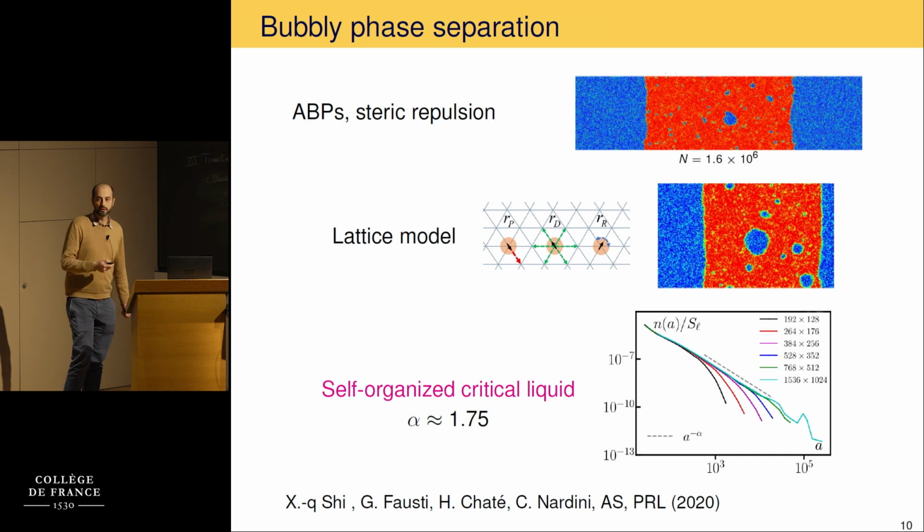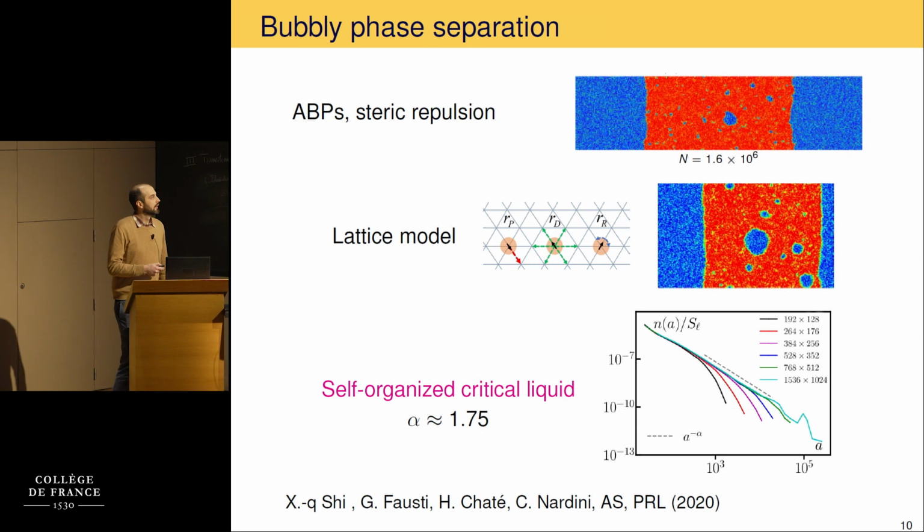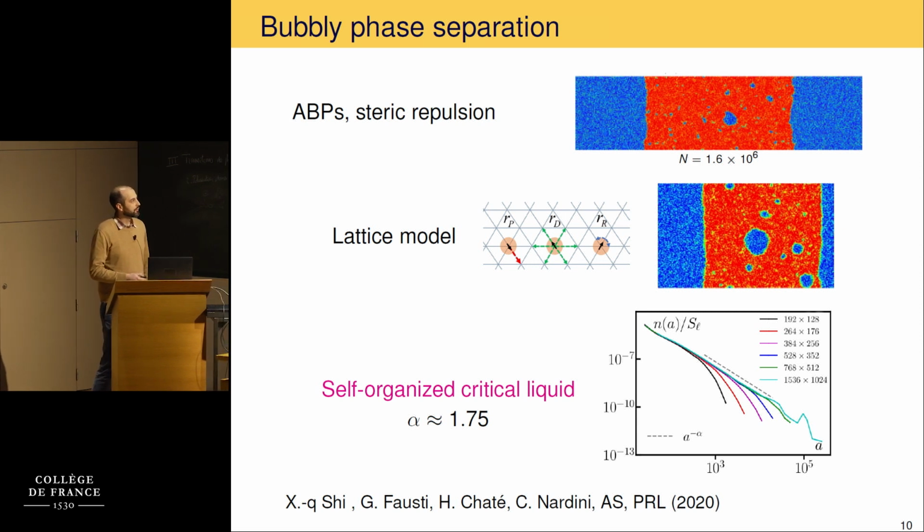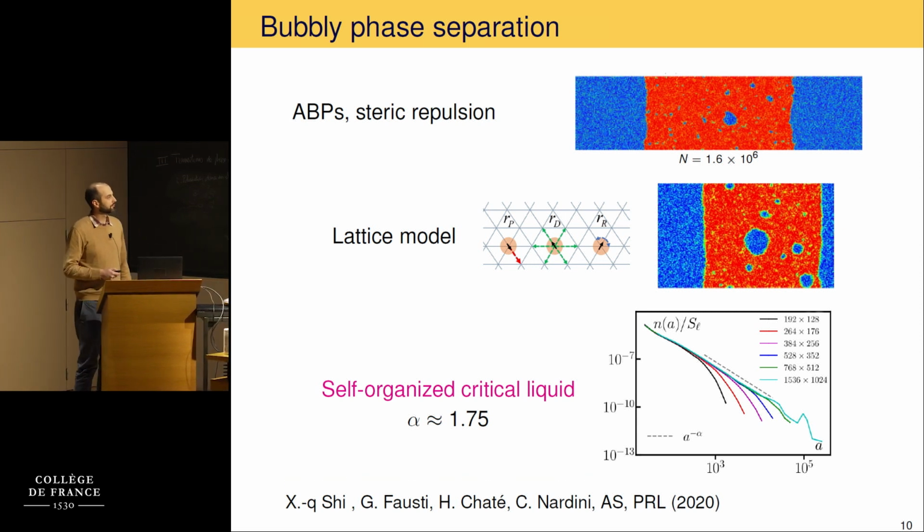In particular, we look at the statistics of the bubbles that you see here. And here I plot the number of bubbles of area A, so as a function of area, just normalized by the total area of liquid, which is proportional to the system size. And what you see is that it's power law distributed. Here it's log-log scale. It's a power law with a cutoff. The cutoff is moving when the system size increases.